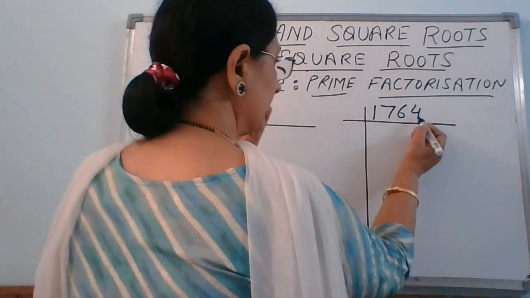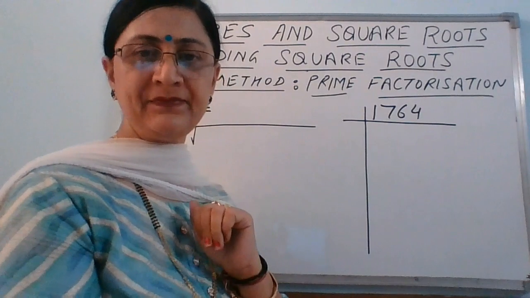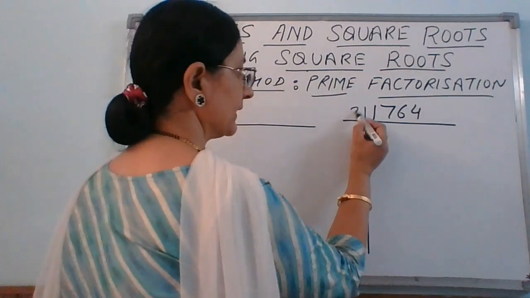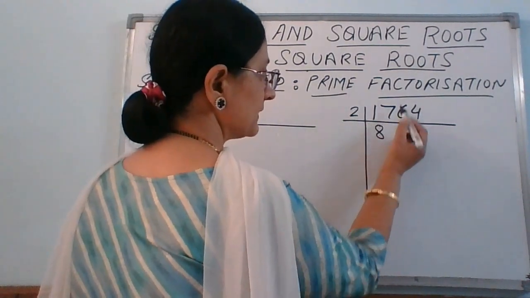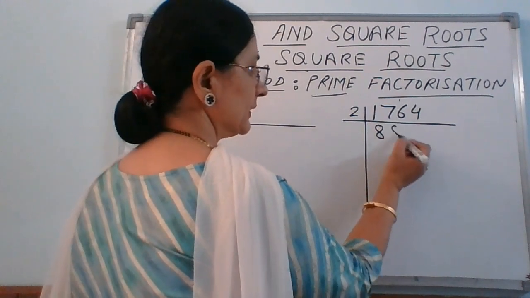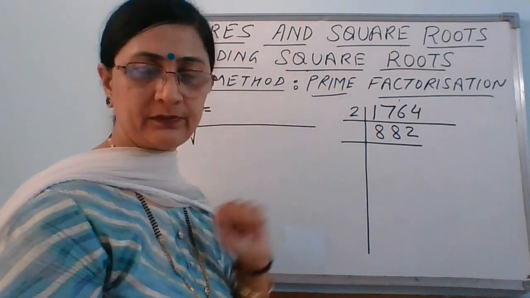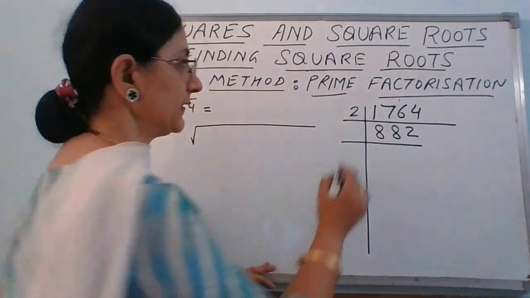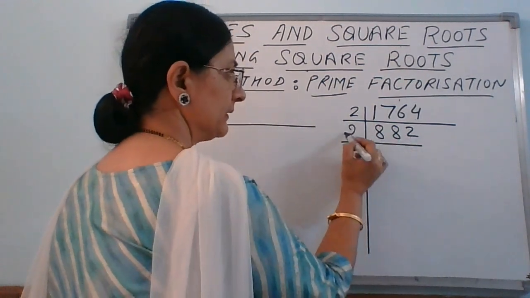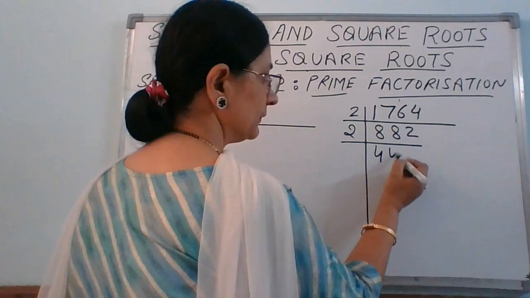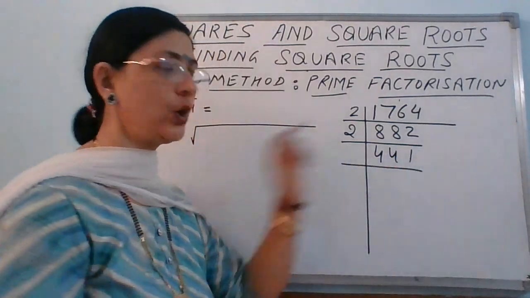Okay, now this is 1764. It is an even number, right? So it will be divisible by 2. Now let us divide. 2 8s are 16, right? 2 2s are 4, right? You can divide also in the rough if you don't know how to divide here, right? Again it is an even number. We'll be able to divide by 2. 2 4s are 8, and 2 1s are 2. Now it is an odd number.